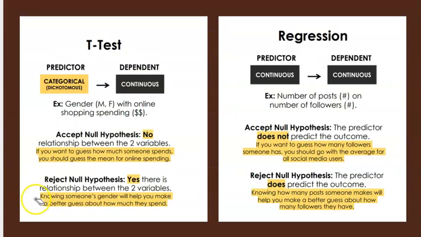So let's see some basic analyses: the t-test and the regression. These two tests both have a dependent variable and a predictor. The only difference is that in the t-test, the predictor should be a categorical variable, ordinal or nominal, and the predictor in regression is always continuous. Or you can also use a dummy variable, that is dichotomous. And the dependent variable should always be continuous. That is the similarity between the t-test and the regression.